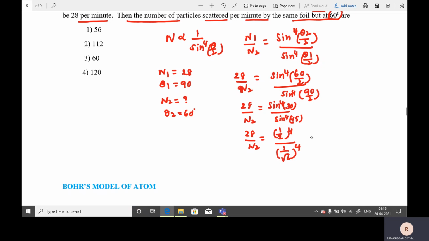Then what will we get here? 28 by N2 is equal to 1 by 16 into 4, that is 1 by 4. So N2 is equal to 28 into 4, that is 112. That is our answer. Which option? Option 2 is correct. Clear? Next, Bohr's model of atom.